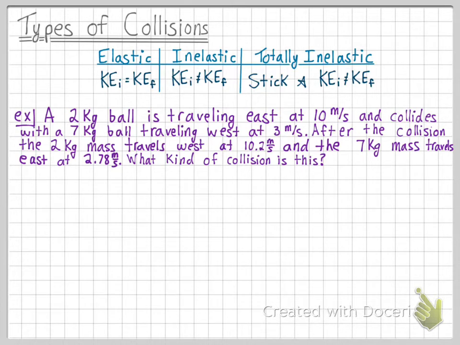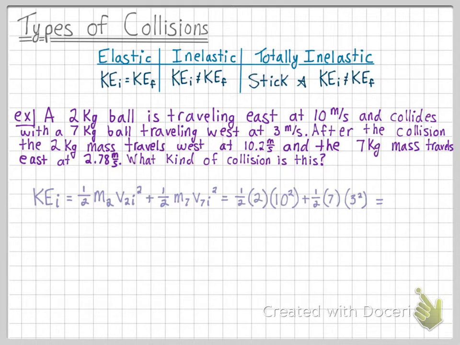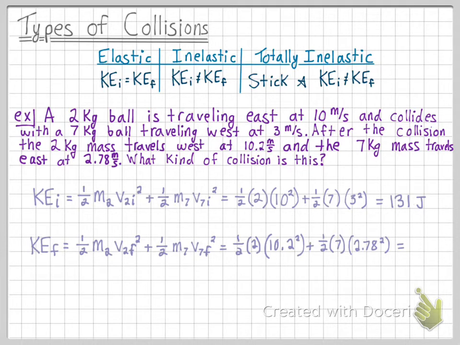So to solve this problem, we must first calculate the initial kinetic energy of the system, which means we will add up the kinetic energies of both of the balls. And we find that the total kinetic energy is 131 joules before the collision. Now we must solve for the total kinetic energy after the collision, so we can fill in the values that we were given, and we see that the total kinetic energy after the collision also equals 131 joules.